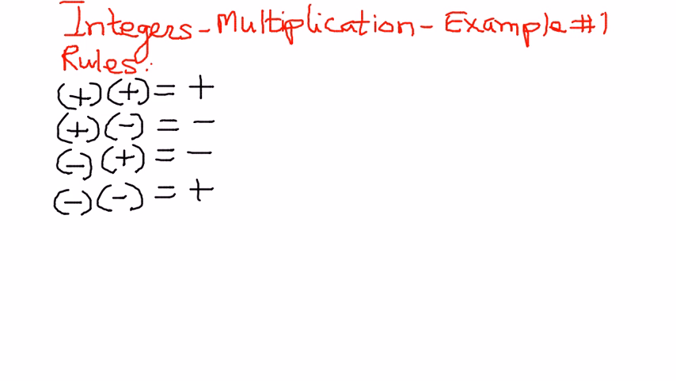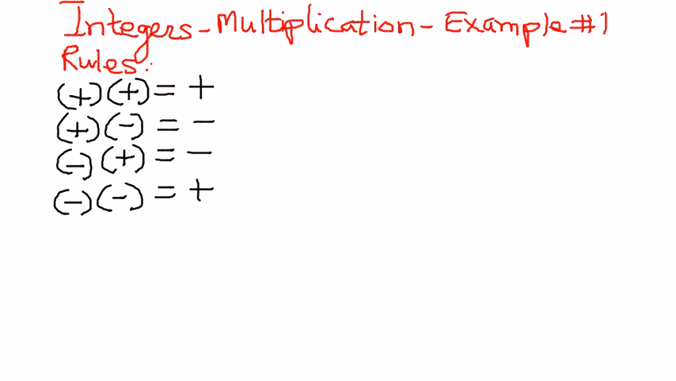So the rule is telling us that if we multiply like terms, the result is always going to be a positive number. If we multiply unlike terms or unlike numbers, the result is always going to be a negative number. So that is the rule. We will use this rule to see how we can multiply integers.